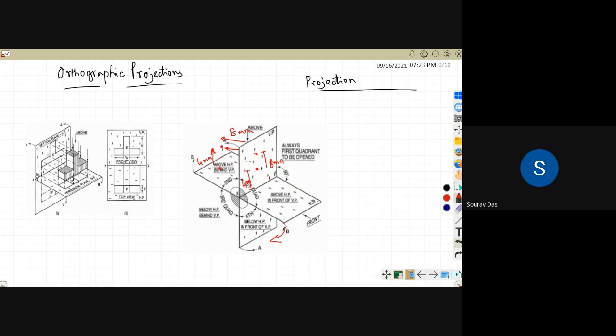When we are rotating the horizontal plane about this line of intersection, this point will come above the reference line. So if we draw the reference line, then 8 mm above the reference line will be our front view, and 4 mm above the reference line will be our top view.